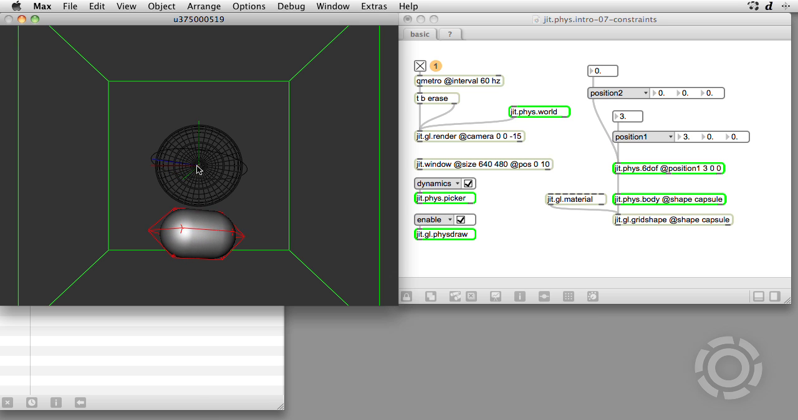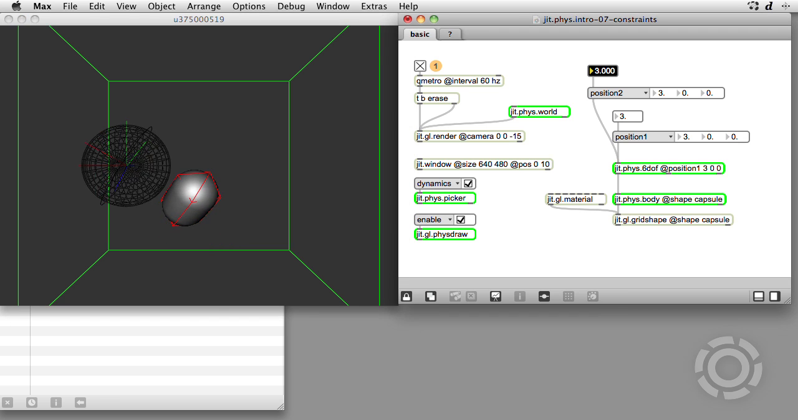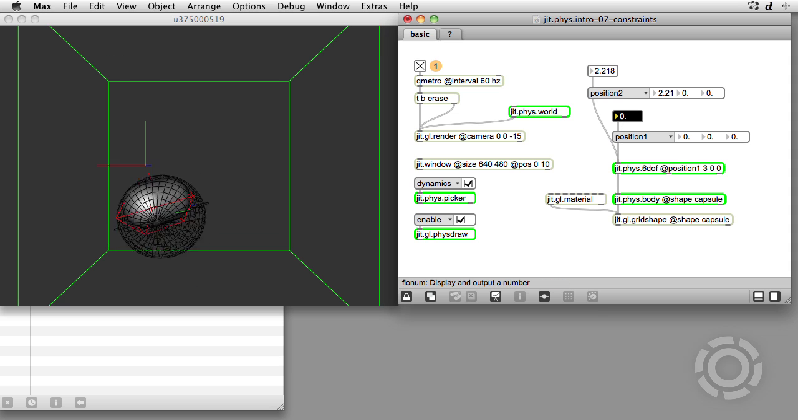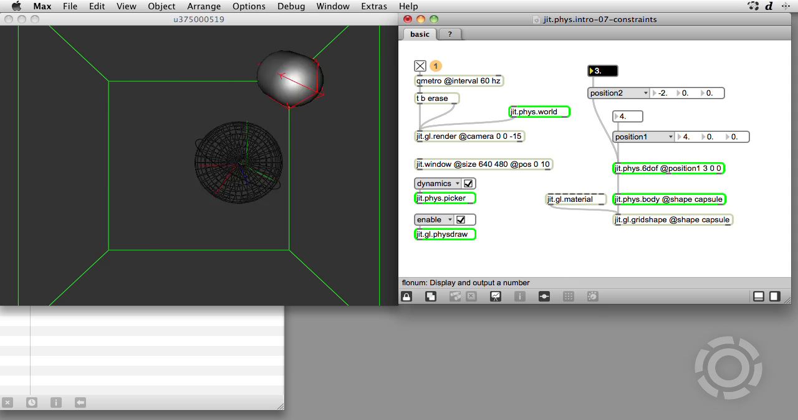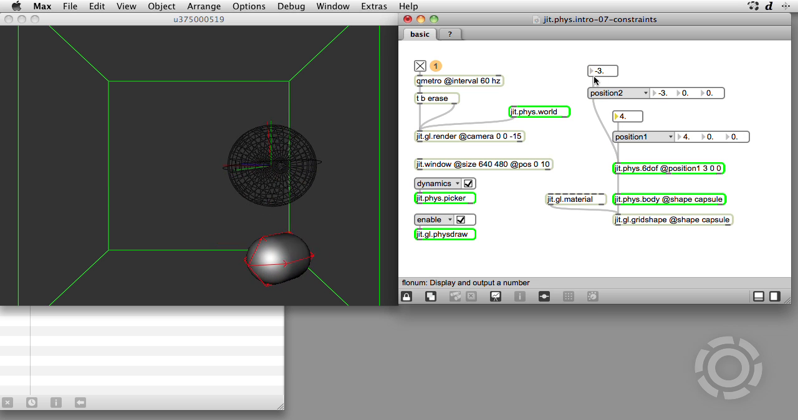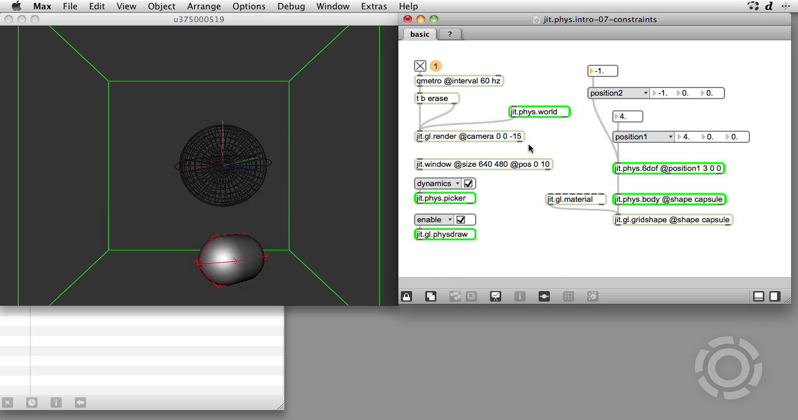That point is the center of the constraint, so we sometimes just call it the constraint. The location of that point is set by the attribute position 2, and the distance from the center of the body to the constraint is set by position 1. So the constraint is like a rigid leash. Position 1 is the length of the leash, and position 2 is where it's attached. The 6 degrees of freedom determine how the attachment point can move.